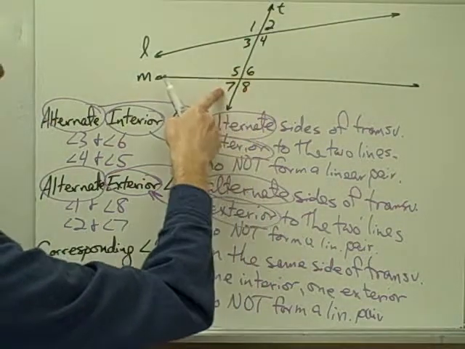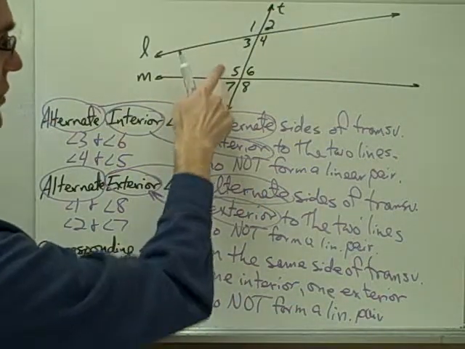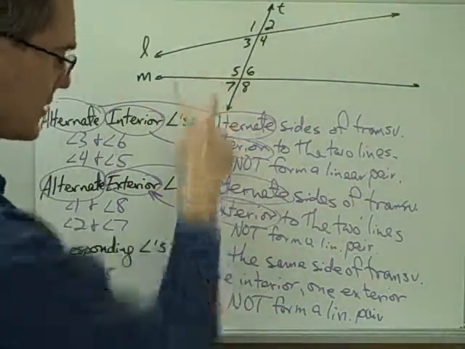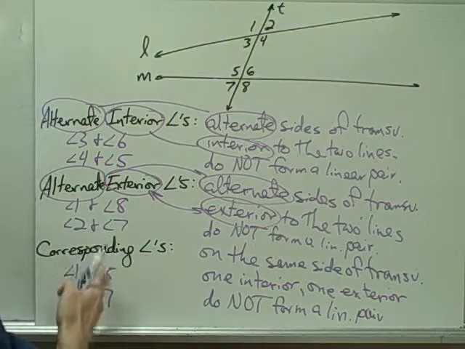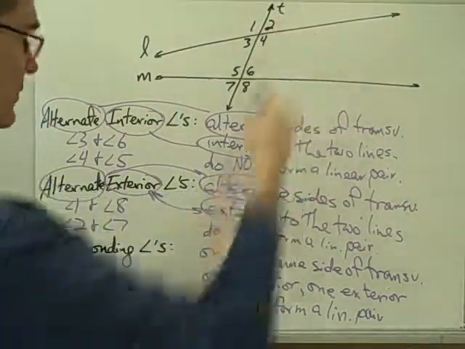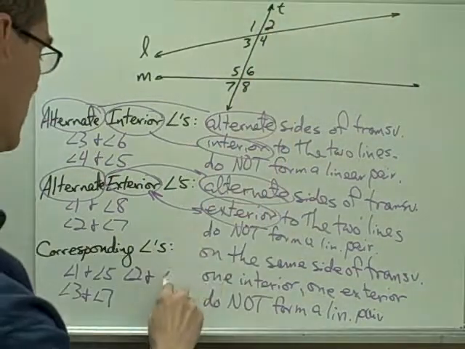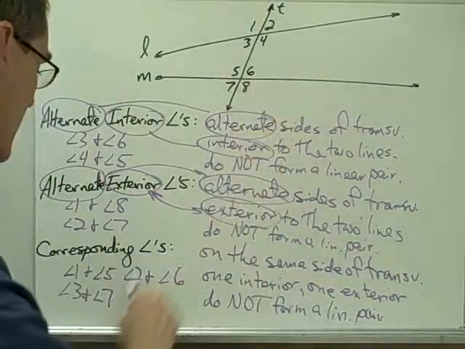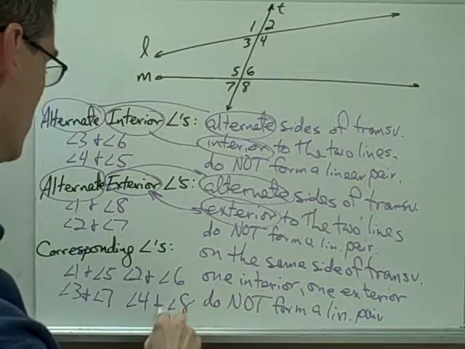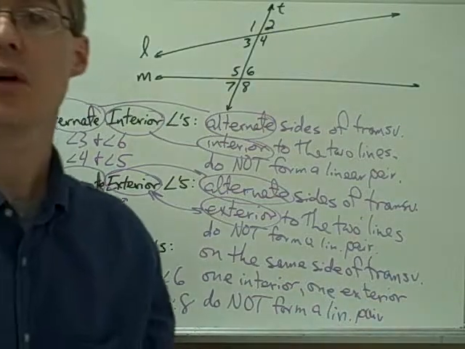Now, angle 5 and angle 7, notice that that's another pair of angles that are on the same side of the transversal. One is interior and one is exterior. However, they're not corresponding angles because they form a linear pair. All right, so those are my corresponding angle pairs on the left side of the transversal. On the right side of the transversal, I've got angle 2 and angle 6, and I've got angle 4 and angle 8. So there are my 4 pairs of corresponding angles.